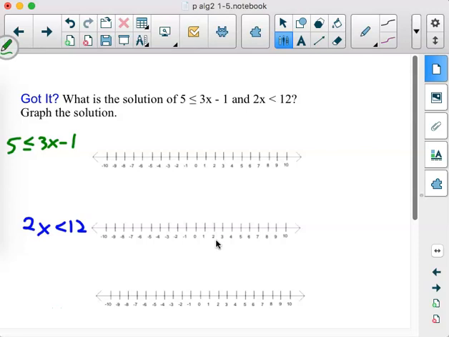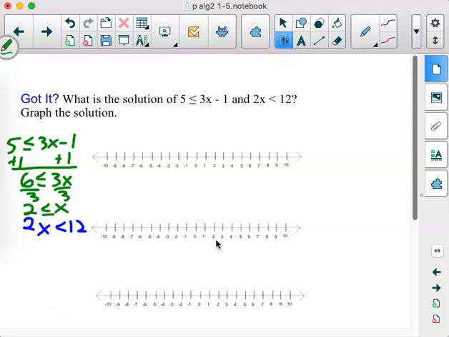Everybody's really good at solving equations and inequalities. So take a look at the green one there. What's your first step? You're adding 1 to both sides. Then you divide by 3. Did you do any flipping? No, that's a positive 3.